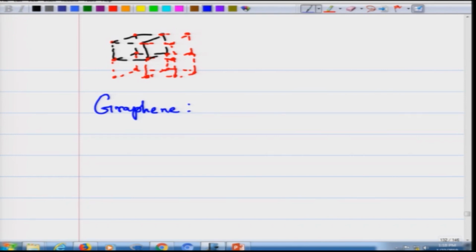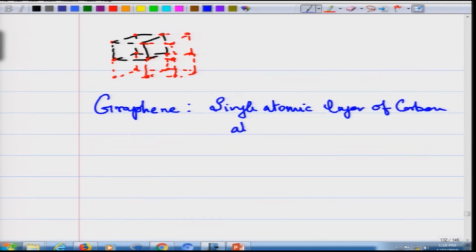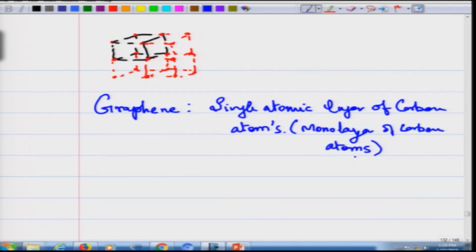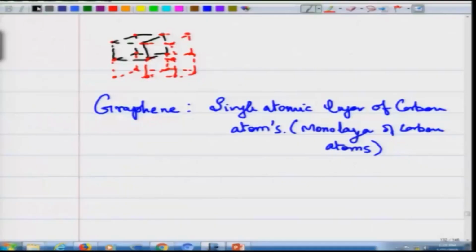What is this graphene? This graphene is just a single atomic layer of carbon atoms. It is called a monolayer of carbon atoms, where the material is only one atom thick. The graphene is just one carbon atom thick, and it is just a layer of these one atom thick carbon atoms. And what is the structure of this graphene?